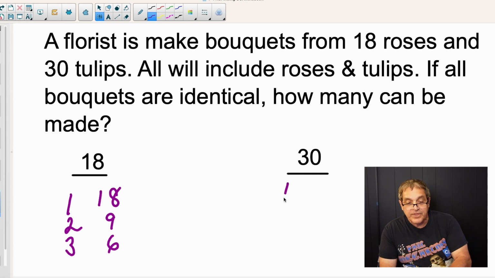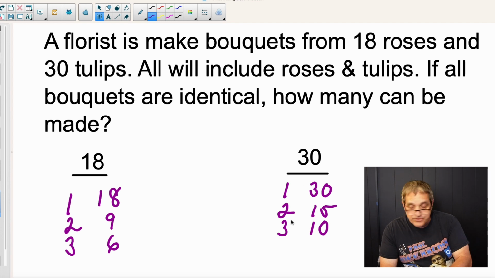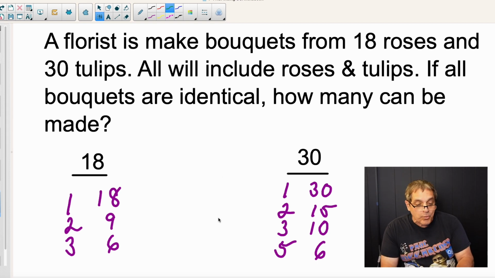Let's look at 30. We're going to start again with 1 and 30. Does 2 go into 30? Yes, 2 times 15. Does 3 go into 30? Yes, 3 times 10. Does 4 go into 30? Nope. Does 5? Yes, 5 times 6. And now I have numbers that are 1 digit apart, so I know that I've covered all of the possible factors. So the factors of 18 are 1, 2, 3, 6, 9, and 18. The factors of 30 are 1, 2, 3, 5, 6, 10, 15, and 30.